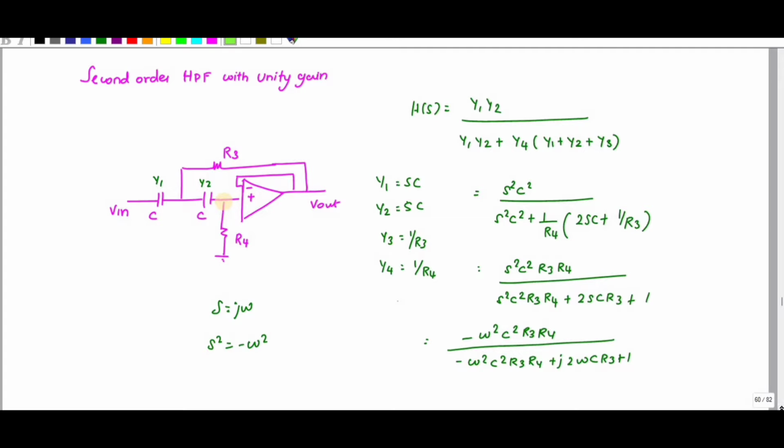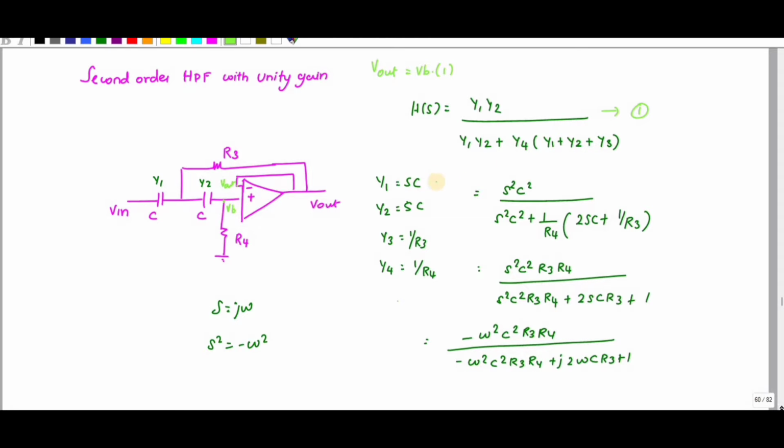Why? If I consider this point as VB and this point as V out, I can equate V out equal to VB. The input VB is your input and V out is your output, so both are the same. So the gain value here is 1. If I solve, I will get the general form of the equation: H of S is equal to y1 y2 divided by y1 y2 plus y4 into y1 plus y2 plus y3. This I have already derived. I have made one video on this.